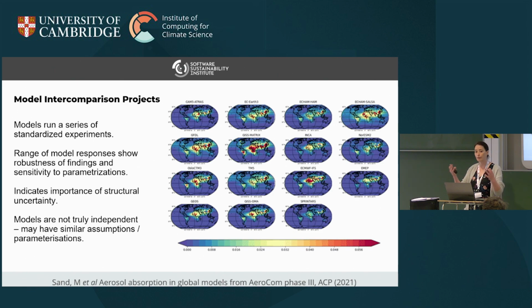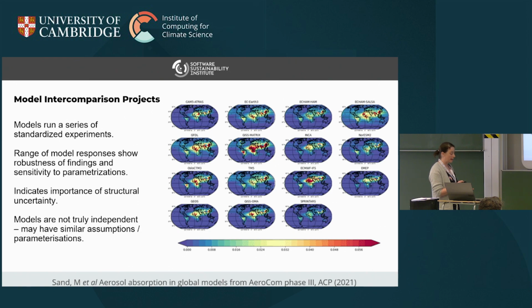So it's not a full estimate of the uncertainty because models are not truly independent from each other. Although someone else might have coded up the same parameterizations, a lot of them use the same parameterizations for the same processes. So it's not a true estimate of the full uncertainty, but it is an indication of the structural uncertainty. So how much this output depends on just how you structure a global model.